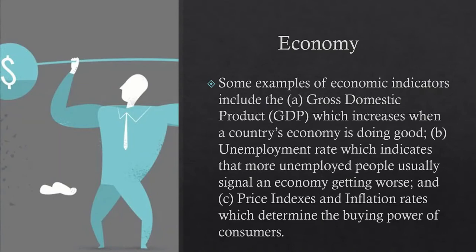Some examples of economic indicators include the gross domestic product or the GDP, which increases when a country's economy is doing good. The second one is the unemployment rate, which indicates that more unemployed people usually signal an economy getting worse. And the last one is price indexes and inflation rates, which determine the buying power of consumers.